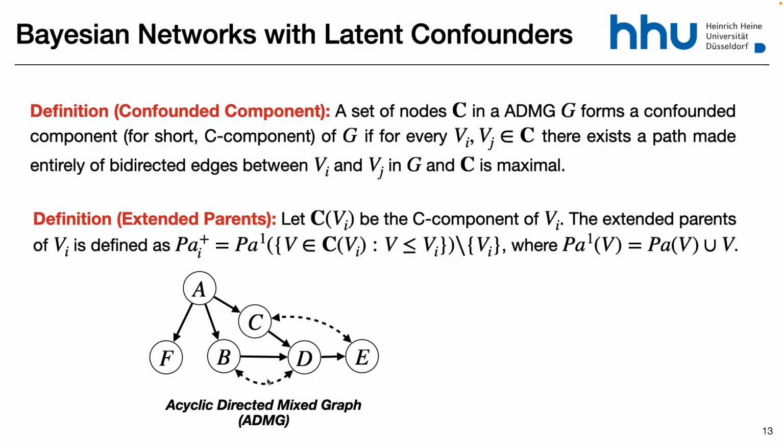This component also has to be maximal, right? So if we had a longer path, I have to keep connecting the variables until it is maximal. And then we can define something called extended parents. As I said, I defined this idea of parents and descendants in a graph that has no bidirected edges. But here, all the other relationships are the same, except for this idea of extended parents. We need something more.